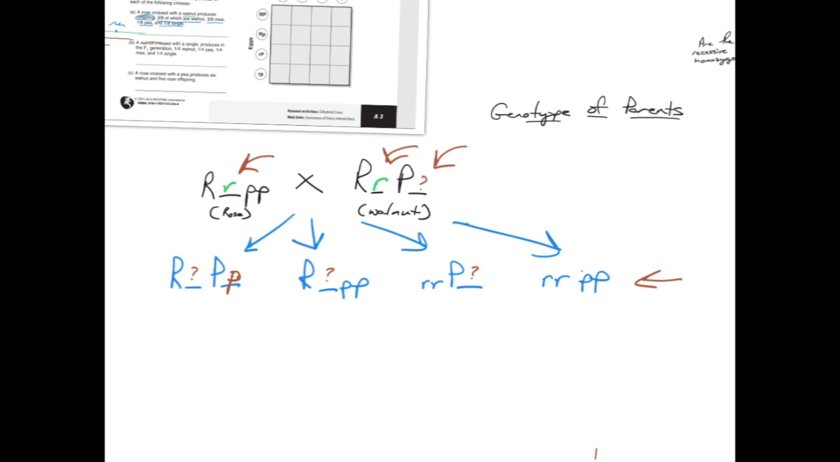Not because of anything else other than you had two little r's here, and this also had two little r's. So that means that both parents had to have a little r. We know they had a dominant R, so that means they have to be heterozygous for r. Does that make sense?